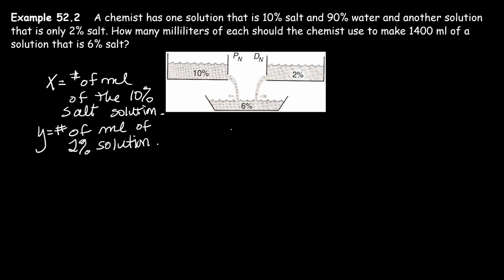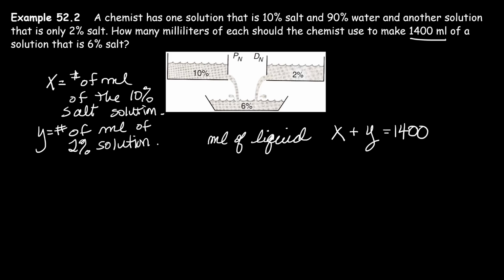The first equation is just going to be about milliliters of liquid. I don't care how much salt is in it. I just want to talk about what's getting dumped out of that bucket. All right, so I'm dumping X milliliters of the 10% solution. I'm dumping Y milliliters of the 2% solution. And the problem says I want to end up with 1,400 milliliters of liquid.